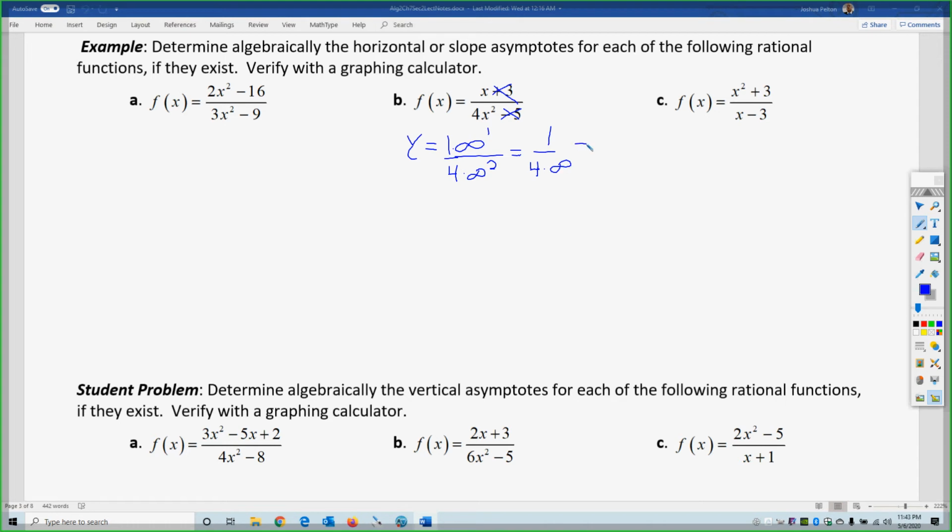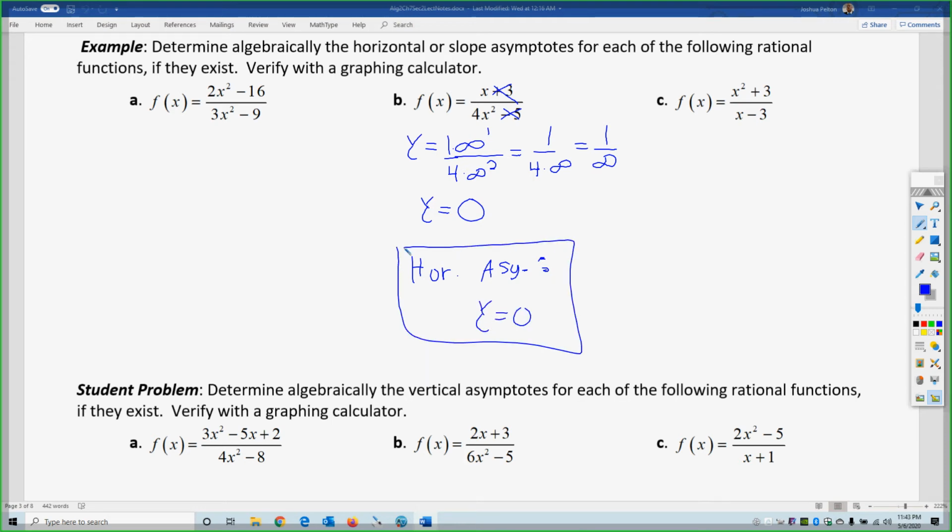Well, 4 times infinity is just going to be infinity. So if I take 1 and divide it into infinite parts, you've basically destroyed it into so many parts there's nothing left. So essentially it's the nuclear option. You divided 1 into infinite parts, so you have 0 left over. Think of it this way: if you have 1 pizza and you divide it amongst infinite people, you're going to starve to death. You got 0 pizza. Okay? So in this case, I have a horizontal asymptote of y equals 0.